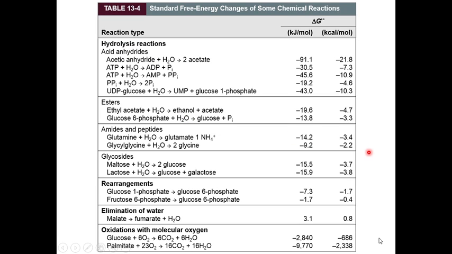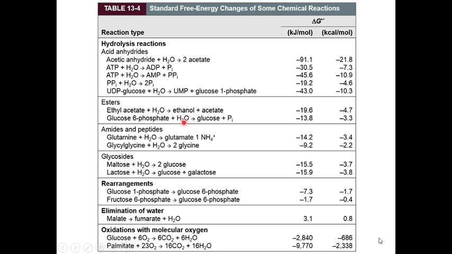Here is another table that describes standard free energy changes of some chemical reactions. If you observe this table carefully, you will notice that hydrolysis of simple esters, amides, peptides, glycosides, as well as rearrangements and elimination reactions proceed with relatively small standard free energy changes. However, hydrolysis of acid anhydrides is accompanied by relatively large changes in standard free energy.